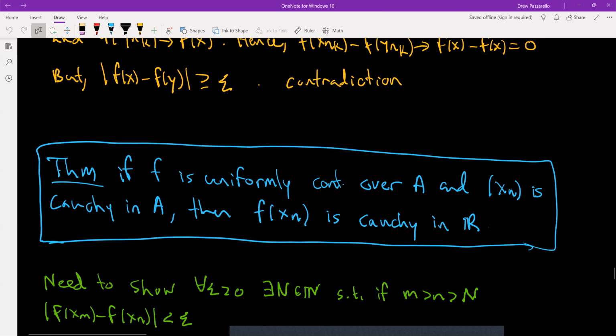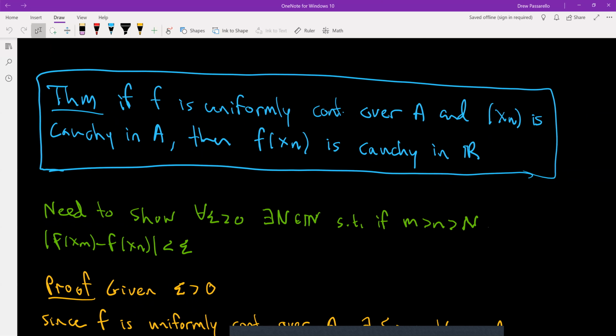Now the next thing is dealing with Cauchy. If f is uniformly continuous over A and x_n is a Cauchy sequence in A, then f of x_n is also Cauchy in the reals. So for Cauchy, we need to show that for all epsilon, there exists a capital N such that for all little m bigger than little n, which is bigger than capital N, we have that the absolute value of f of x_m minus f of x_n is less than epsilon.